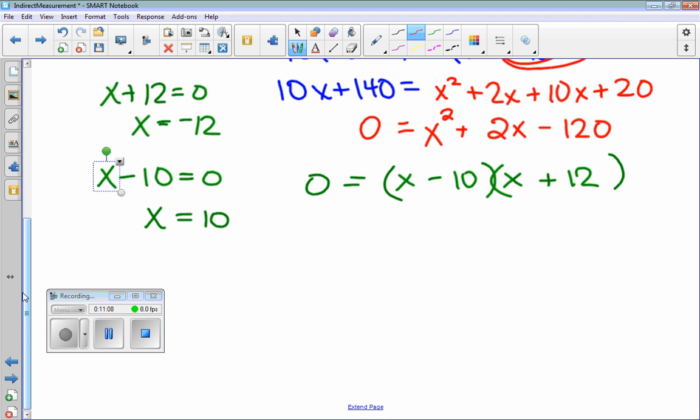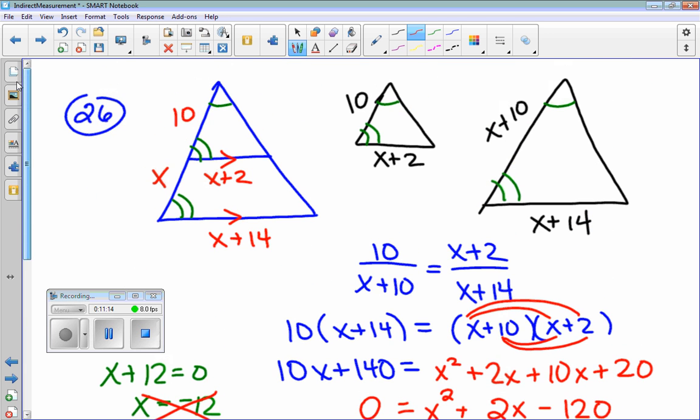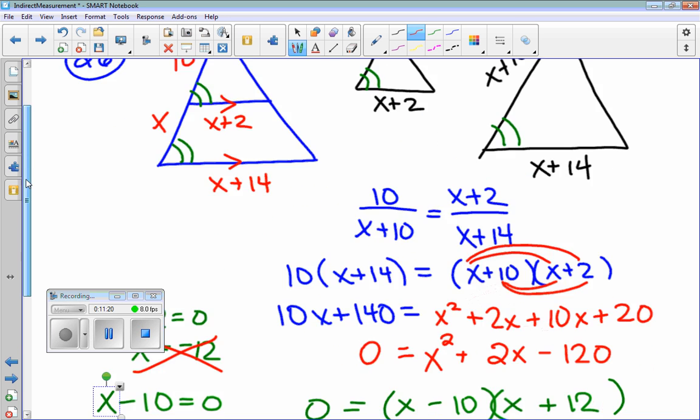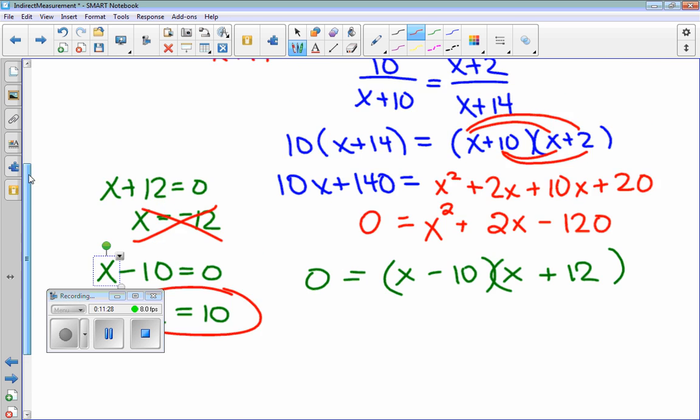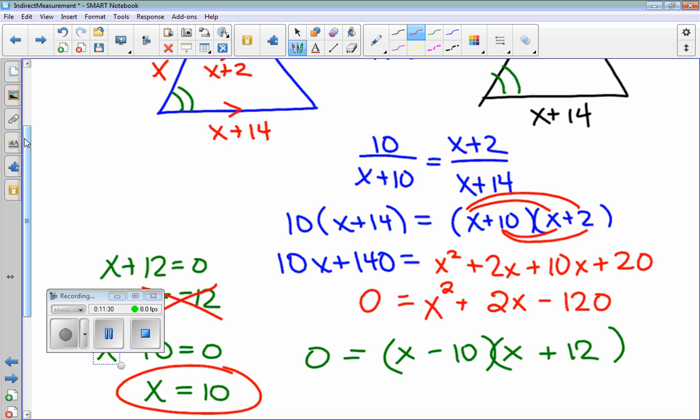How do I know this one makes no sense? I can't have a negative measurement. Isn't x a length? So I can't have a negative measurement. So the only correct answer that makes sense in this case is 10. Okay? Now again, most of us could set the proportion up correctly. Good on you, that's awesome. But we've got to remember algebraically what to do. Okay?